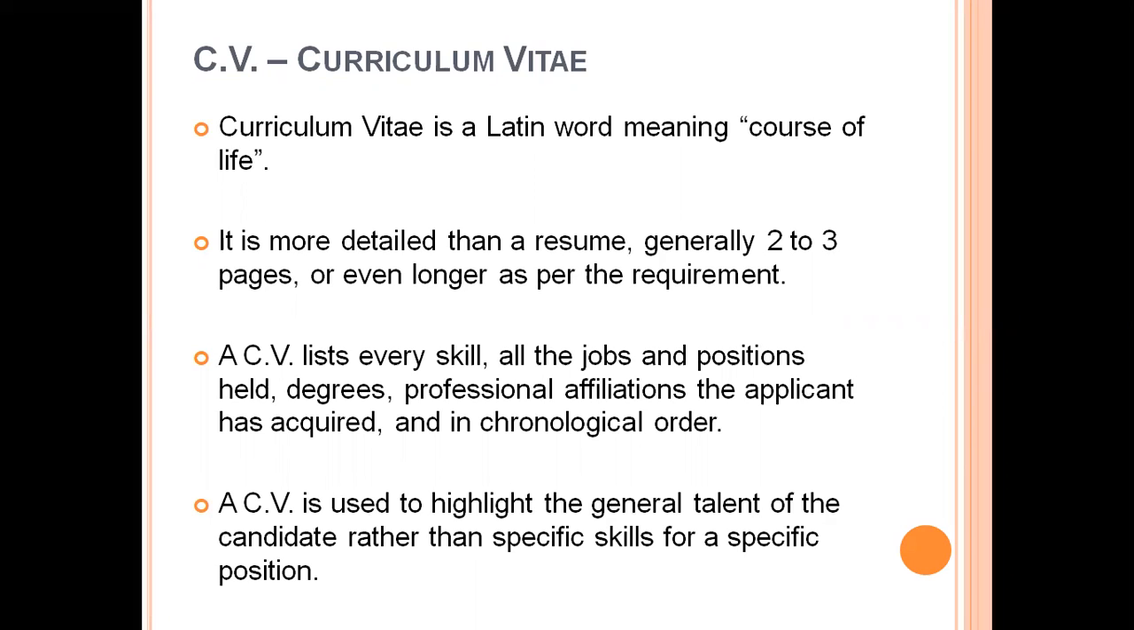Okay, you can write down all the particular things that you have done all this while in your life. So a CV lists every skill, all the jobs and positions held, degrees acquired, and professional affiliations the applicant has acquired, and all of these you do in chronological order. Okay, so in a CV you give them the entire idea of the education that you have taken, the various job profiles that you have handled, and the various responsibilities that you have taken care of. All those things you will mention in detail in your CV. So hence it is 2 to 3 pages.